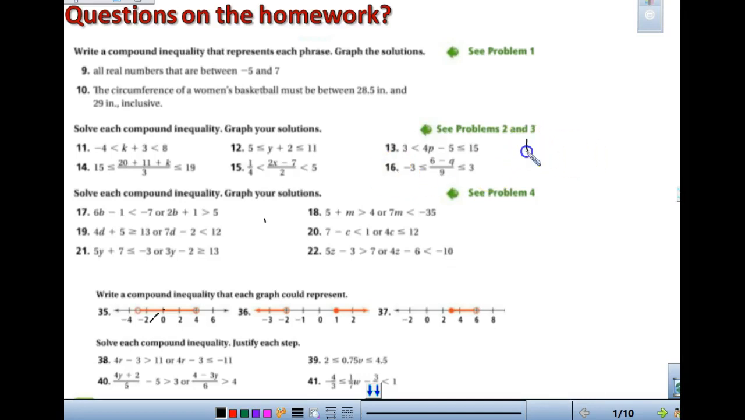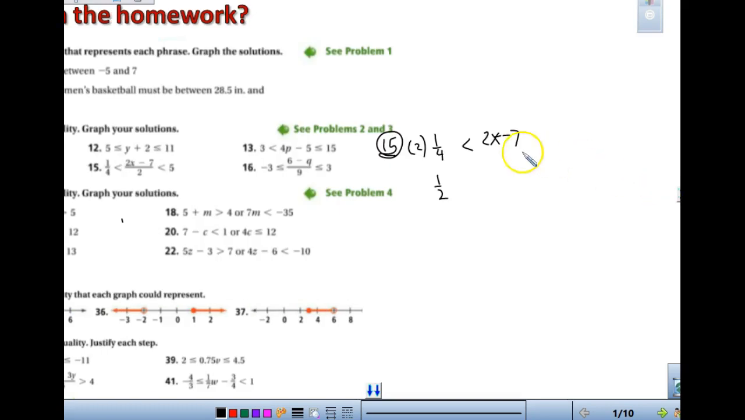2 in number 15, okay? I'm looking at number 15, and I'm going to take 1/4 times 2, which is going to leave me with a half, correct? And then I'm going to take the 2x minus 7. If I take that whole thing that was over 2 times 2, these 2's cancel and I'm left with less than 2x minus 7. And then I have a less than 5.